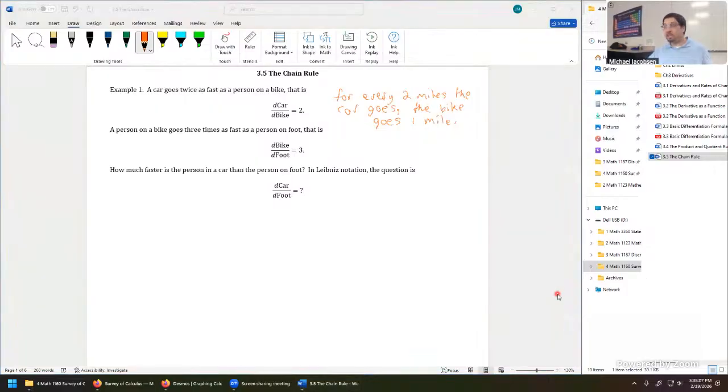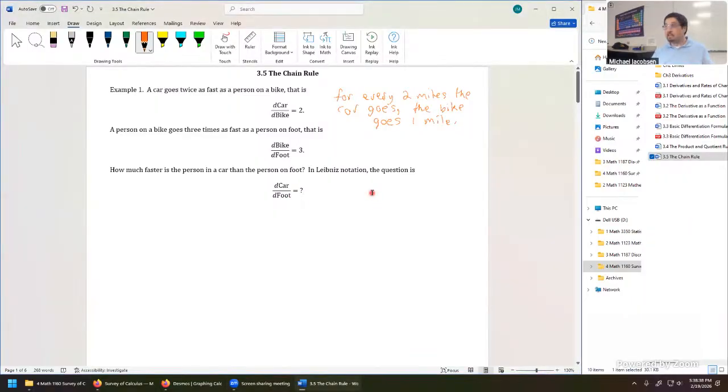Yeah, absolutely, Naomi. It would be 6. The car's going 6 times as fast as the person on foot. So your intuition is absolutely correct. If the car is going twice as fast as the bike, and the bike is going 3 times as fast as the person on foot, that means if we put this all together, that nice fact about this is these rates multiply. The person in the car is going 6 times as fast as the person on foot.